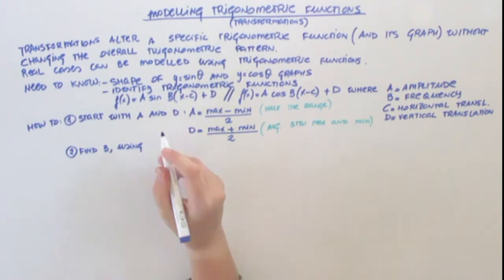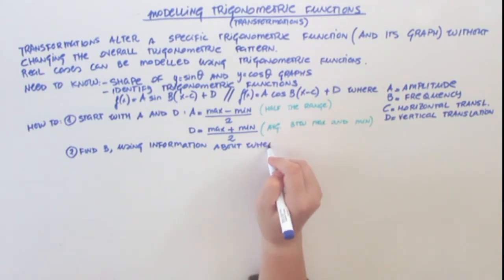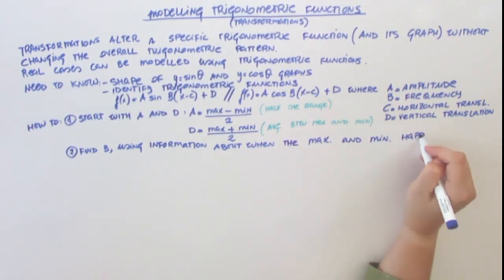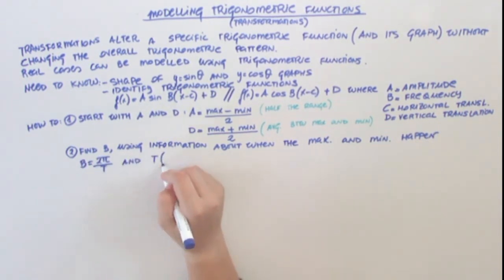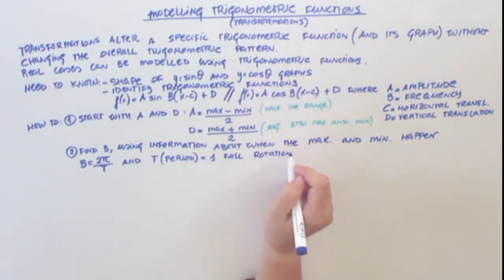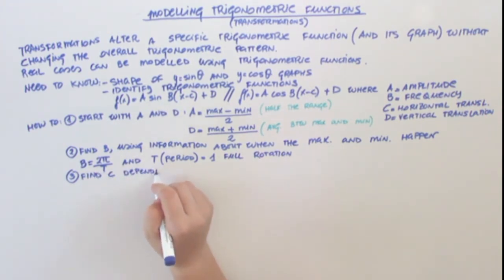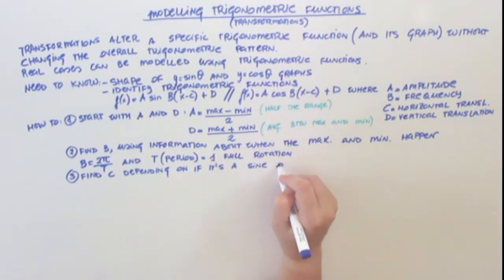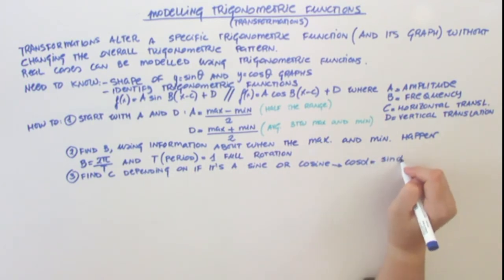After that, the easiest one is to find b using information about when the maximum and minimum happen. Remember that b equals 2 pi over t, and t, one period, is one full rotation. The last one you find is c, because that one depends on whether you're using a sine or cosine. Remember, the cosine of alpha is the sine of alpha minus 2 pi. That same graph is being translated horizontally.